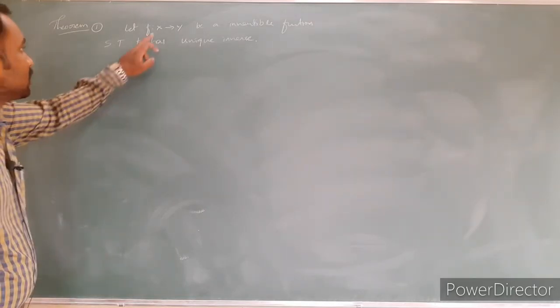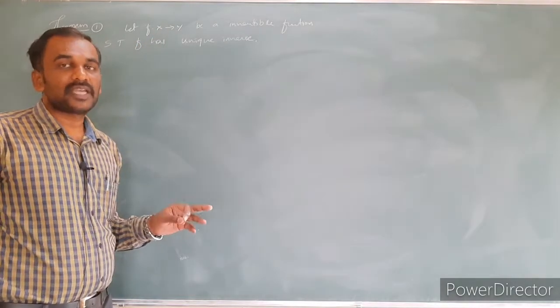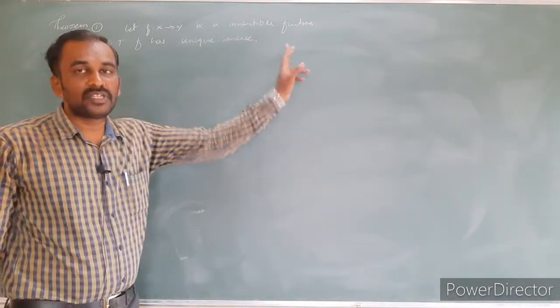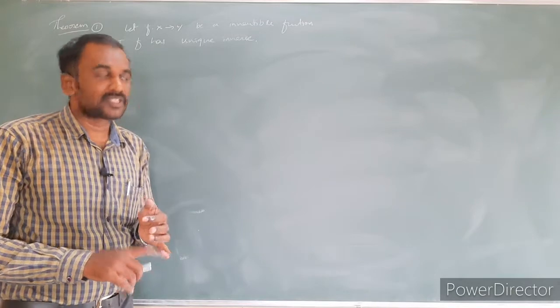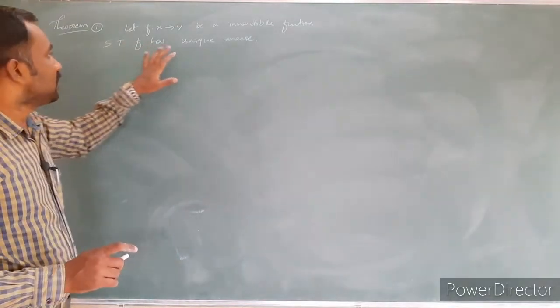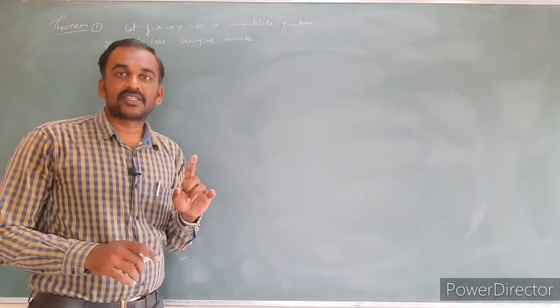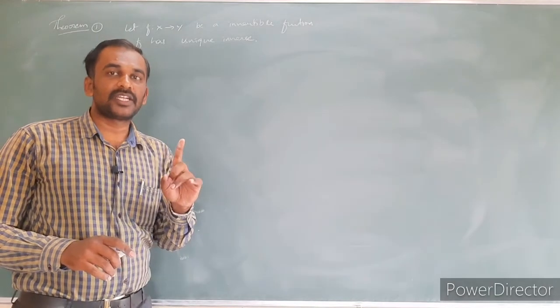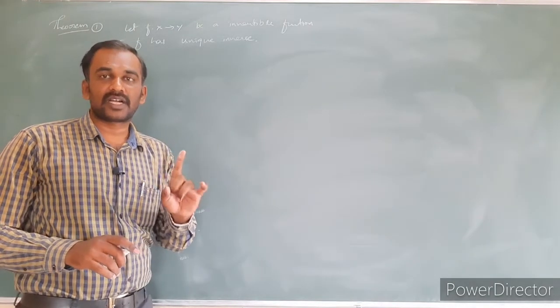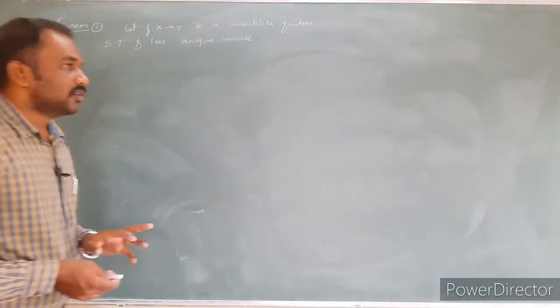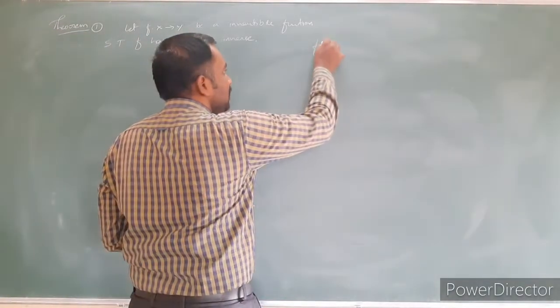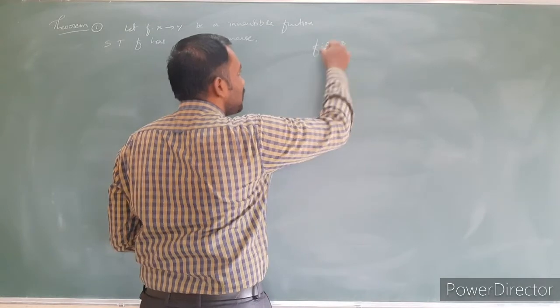What is the given? f is a function from X into Y, an invertible function. An invertible function means there exists an inverse. Then show that f has a unique inverse. That means the function has only one inverse, a unique inverse.